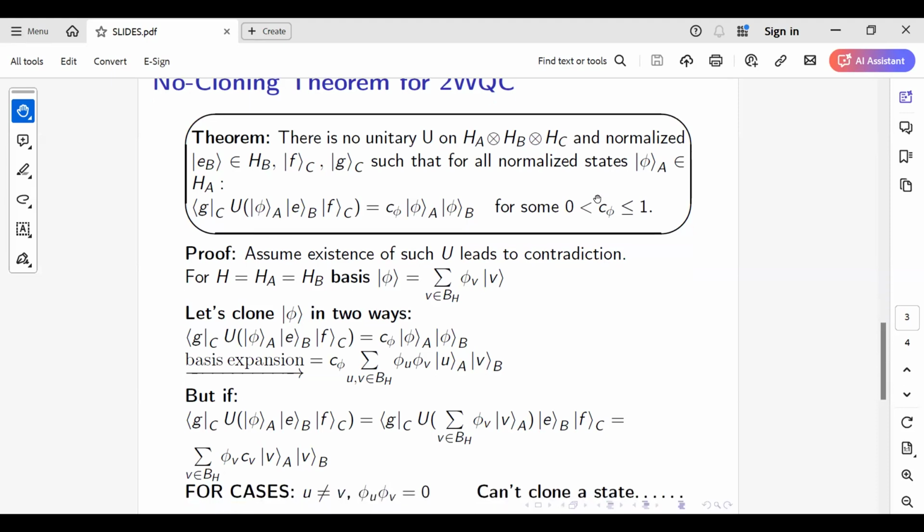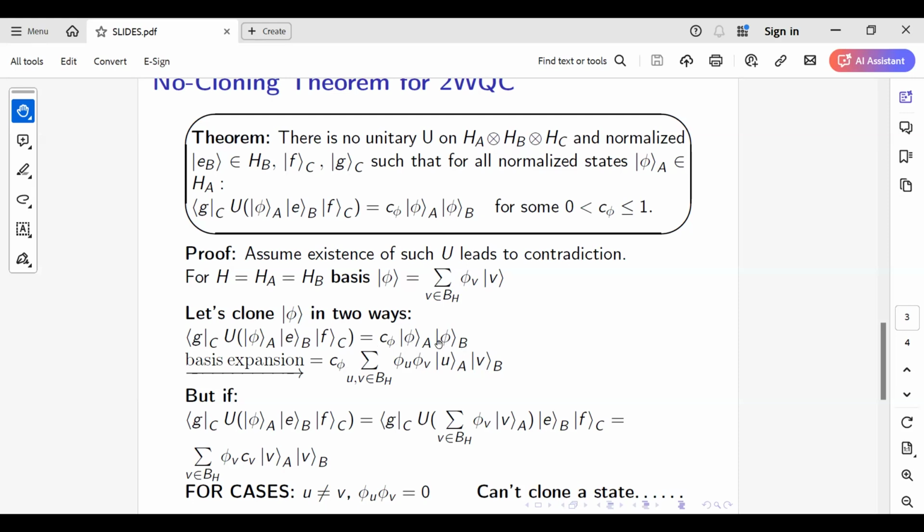So now the dimensions of both Hilbert spaces, the unknown quantum state one and the target cloning one, should be the same, right? Because then I can actually produce an exact copy. I am again assuming that I have a unitary operator which is actually capable of performing this operation. So I can expand an unknown quantum state in terms of the basis of this Hilbert space H. Then I'm going to clone this unknown quantum state in two ways.